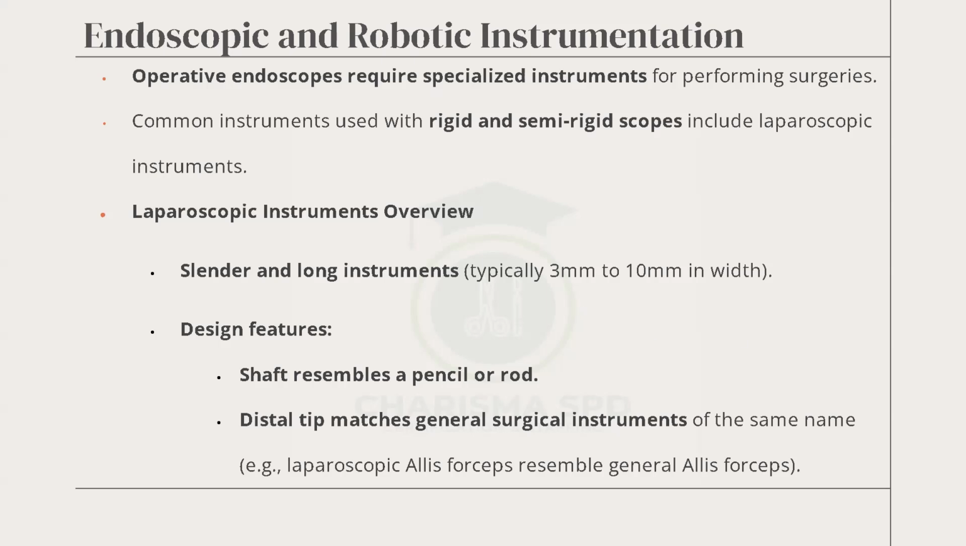Their distal tip matches the general surgical instrument of the same name. So you can have a laparoscopic instrument called an Allis. We can have a laparoscopic one called a Maryland, or in the form of a Kelly or a Mosquito. We call it a Maryland. It's not the state of Maryland, but that's how it is called. You get to see it. It's curved. It is serrated.